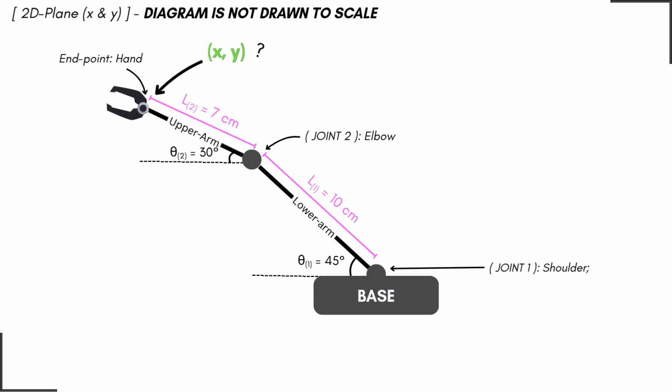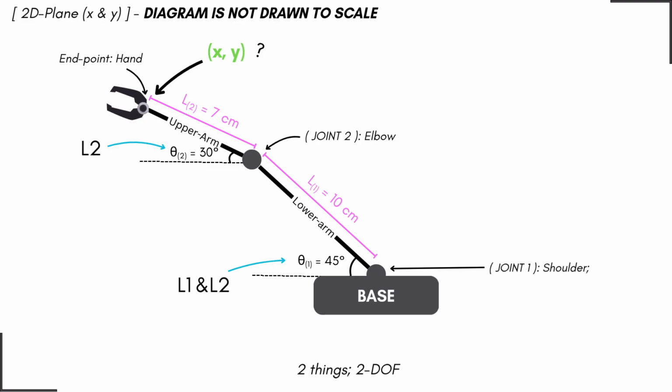Forward kinematics always starts with the variables you can directly change. For this robot arm, you control two things, and two things only. Theta 1, which is the shoulder angle. You tell the shoulder motor, rotate exactly 45 degrees. This moves both L1 and L2 together. And theta 2, the elbow angle. You want to tell the elbow motor to rotate exactly 30 degrees relative to where the upper arm is right now. This only moves L2.